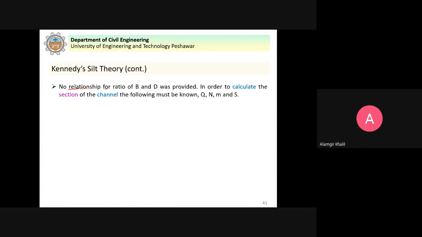No relationship for ratio of B and D was provided. You see here, this is another drawback of the Kennedy's silt theory. In order to calculate the section of the channel or canal, the following must be known. If we want to design a canal cross section according to the Kennedy's theory, then this data must be known to us. The discharge must be known to us, the rugosity coefficient, the critical velocity ratio, and the longitudinal slope of the channel. So this data must be known to us.